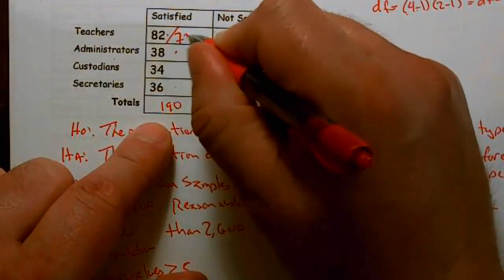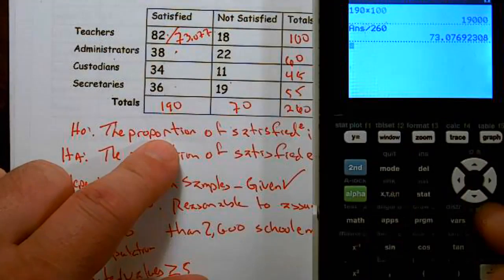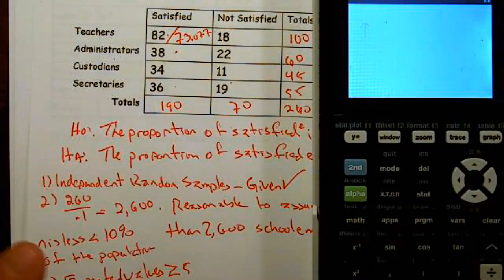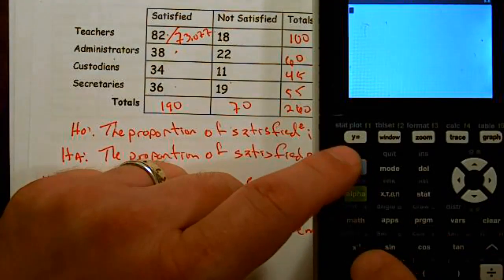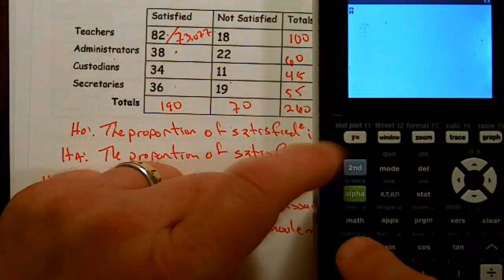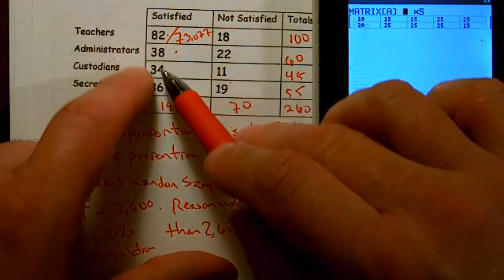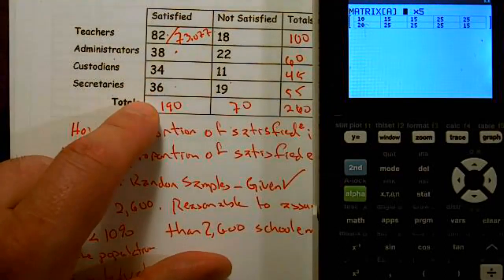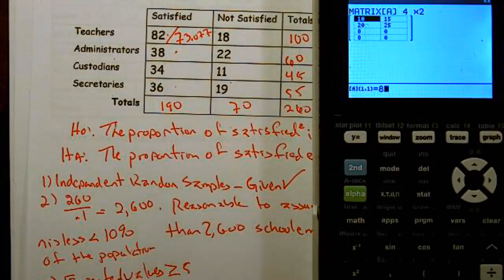Now I can do that by hand every single time. Or like before, on the test of independence, I can enter the matrix. So we're going to enter the matrix. Second matrix, edit. We have 4 rows and 2 columns. And 82, enter, 38, enter, 34, enter, 36, enter, 18.